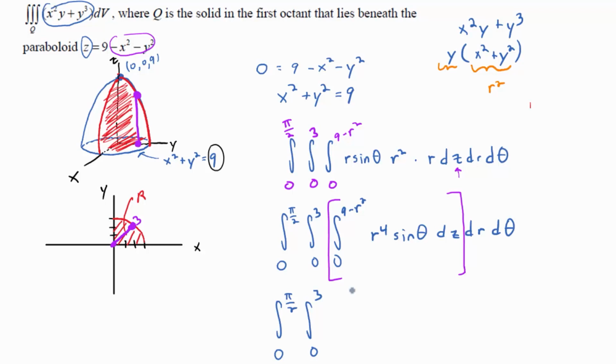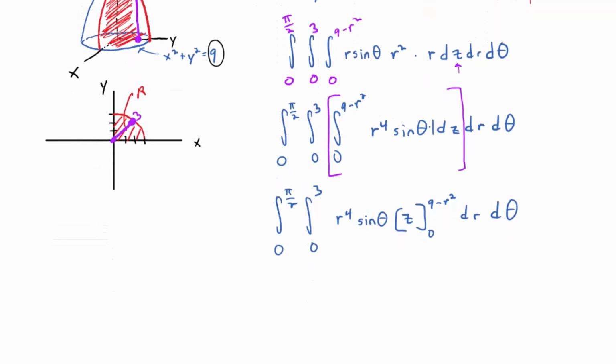Now, I do have some good suggestions for you guys here. You're integrating with respect to what here for the inner integral? Z, right? So don't put the r to the 4th and the sine of theta inside the evaluation brackets. That's going to create more work for you. So leave them outside. R to the 4th, sine of theta, and then you integrate 1 with respect to z, you get z evaluated from 0 to 9 minus r squared, don't you? And then we still have the dr d theta on the outside. And so what does that become? Just a factor of 9 minus r squared where the z is, because when you subtract 0, it doesn't do much. So you get integral 0 to pi halves, integral 0 to 3, still have r to the 4th, sine theta, and then times 9 minus r squared, dr d theta.